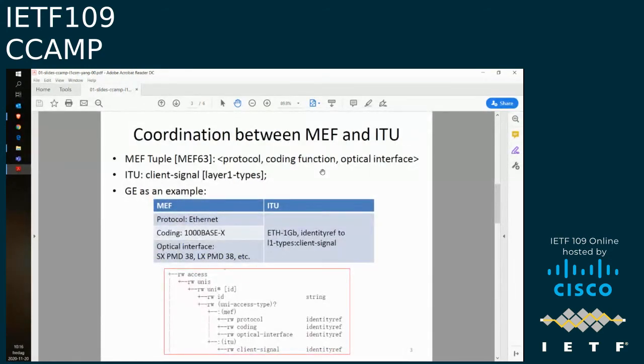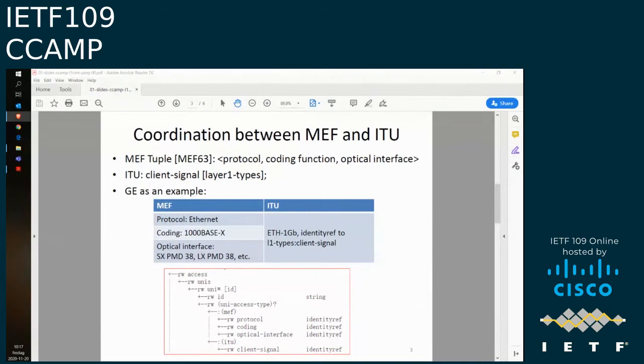Here we introduce what has been done for the coordination between MEF and ITU-T. In the MEF, there is specification 63 talking about the layer 1 service attributes, and the connectivity service model is specified as a 3-tuple, including the protocol, the coding function, and the optical interface. Meanwhile in the ITU-T, a similar thing is defined in a different way, named the client signal, which is now consistent with layer 1 types. So we are trying to use a table to list the differences between the MEF and ITU sides in defining the same thing, let's call it client signal temporarily.